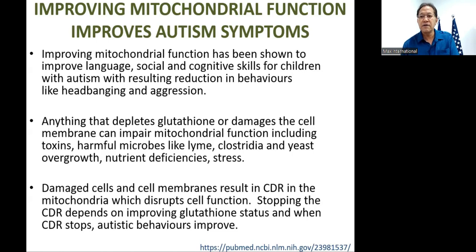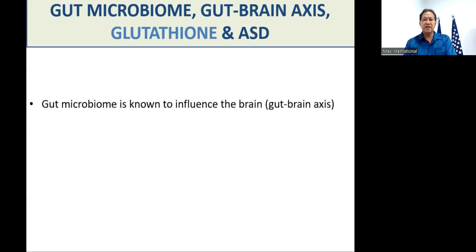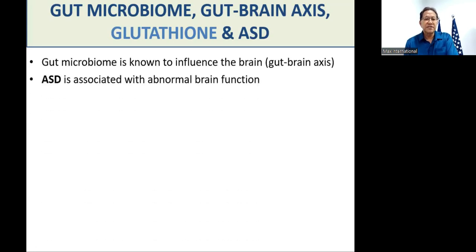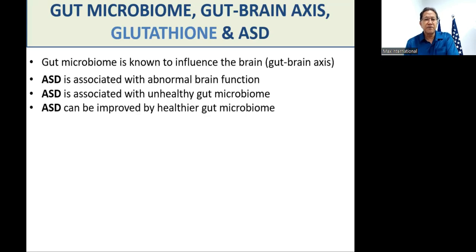Okay, but that's not all. As we mentioned earlier, part of the problem is that the gut microbiome also becomes affected. So, gut microbiome, gut-brain axis, and glutathione and ASD. Gut microbiome is known to influence the brain through the gut-brain axis. ASD is associated with abnormal brain function. ASD is associated with unhealthy gut microbiome. ASD can be improved by healthier gut microbiome. That is what is known now.